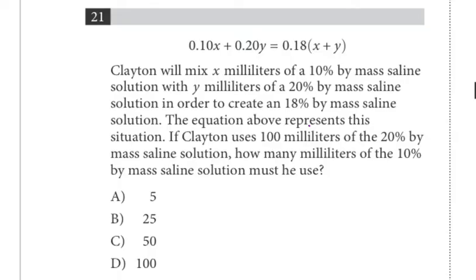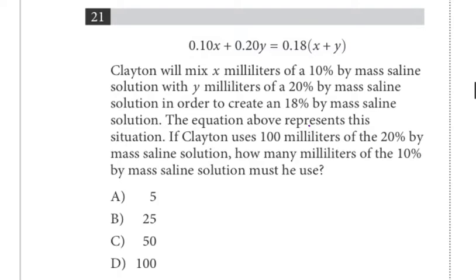Number 21. Clayton will mix X milliliters of a 10% by mass saline solution with Y milliliters of a 20% by mass saline solution in order to create an 18% by mass saline solution. The equation above represents this situation. If Clayton uses 100 milliliters of the 20% by mass saline solution, how many milliliters of the 10% by mass saline solution must he use?